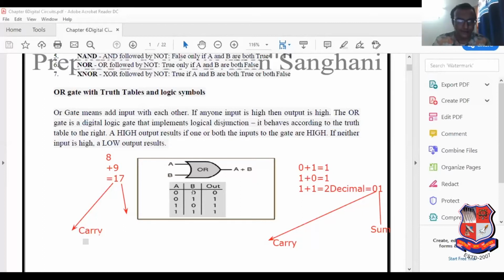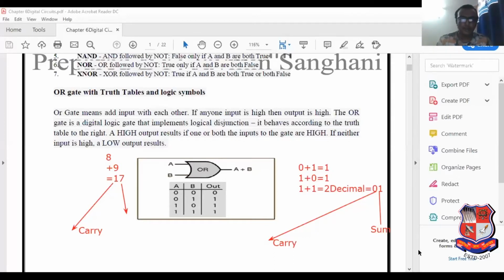So here we get 0 plus 0 equals 0, 0 plus 1 equals 1, 1 plus 0 equals 1, and 1 plus 1 equals 1 with the sum output. That's why this is the truth table of the OR gate. So it is the fundamental concept.